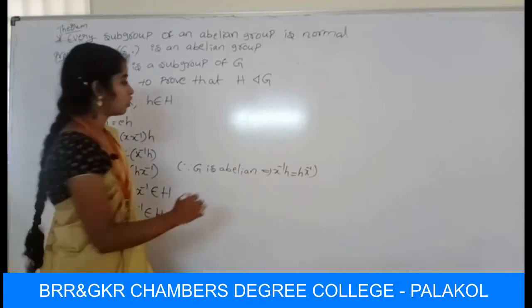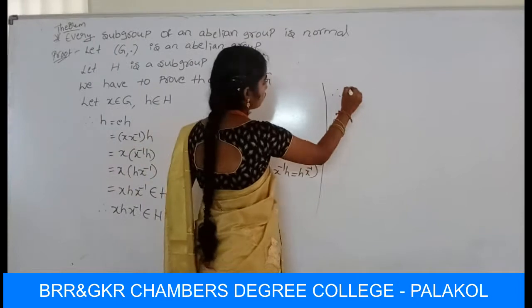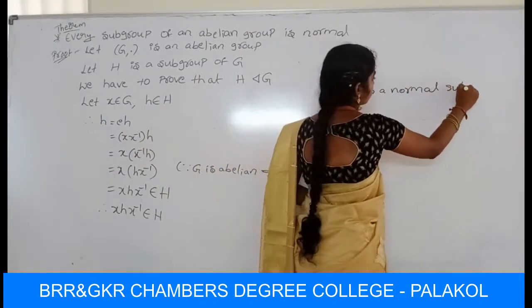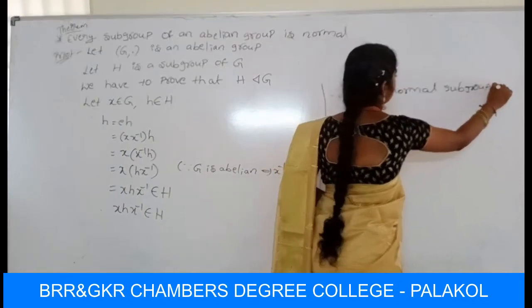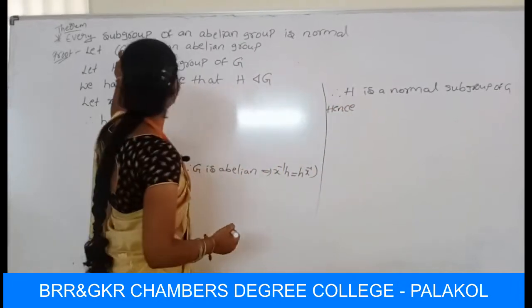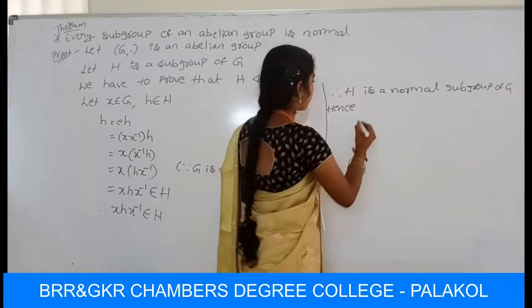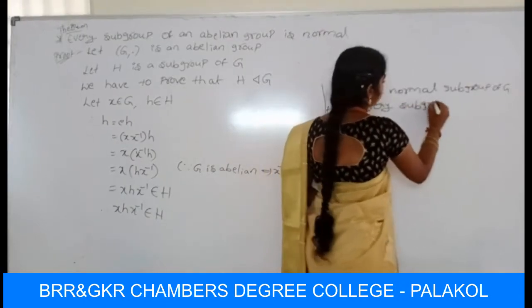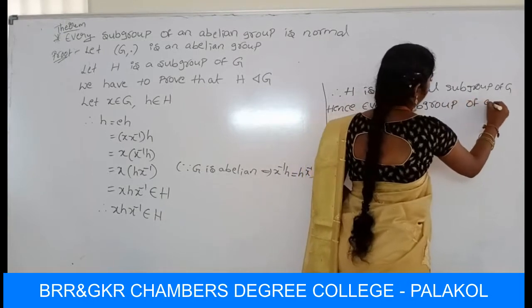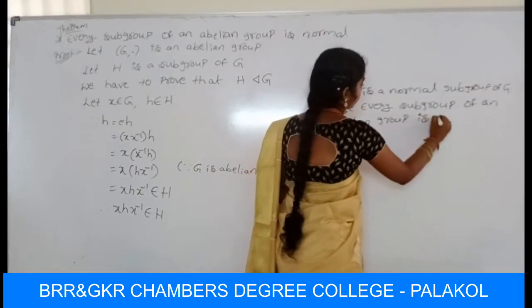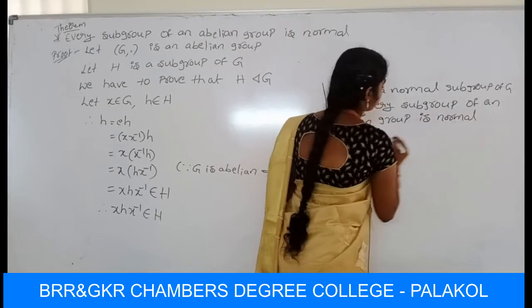Therefore H is a normal subgroup of Z. So hence, every subgroup of an abelian group is a normal subgroup.